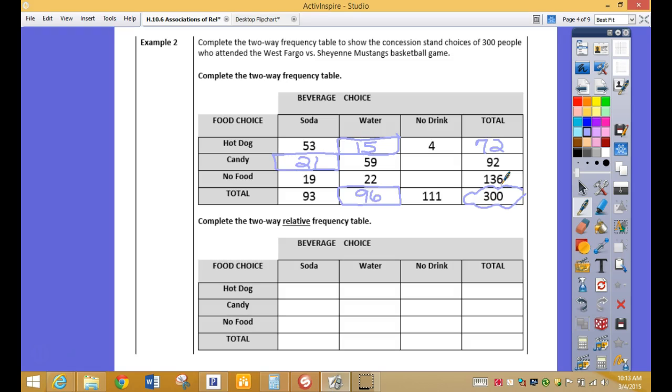All right, now which one do you want to do? Doesn't really matter. We can figure out either one. The only way I can figure this one out right now is to take 92 minus 59 minus 21. What is left over? 12. Now there's two ways I can find this one out. I can go 111 minus 12 minus 4, or I can go 136 minus 22 minus 19. It'll be the exact same answer of what? 95. Yep, 95.